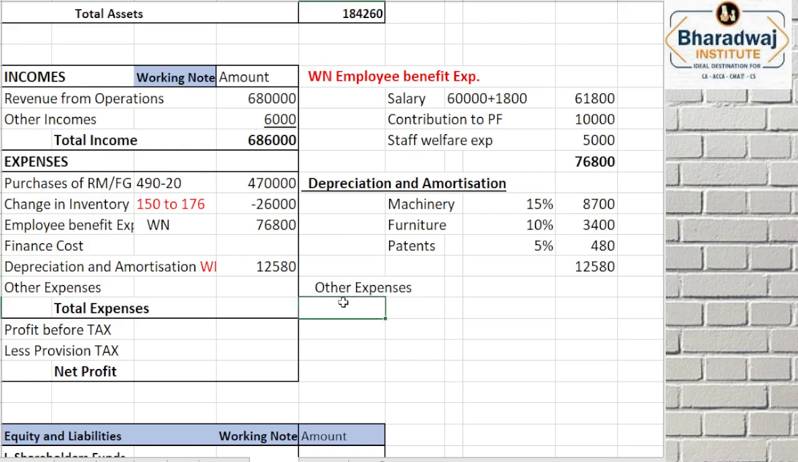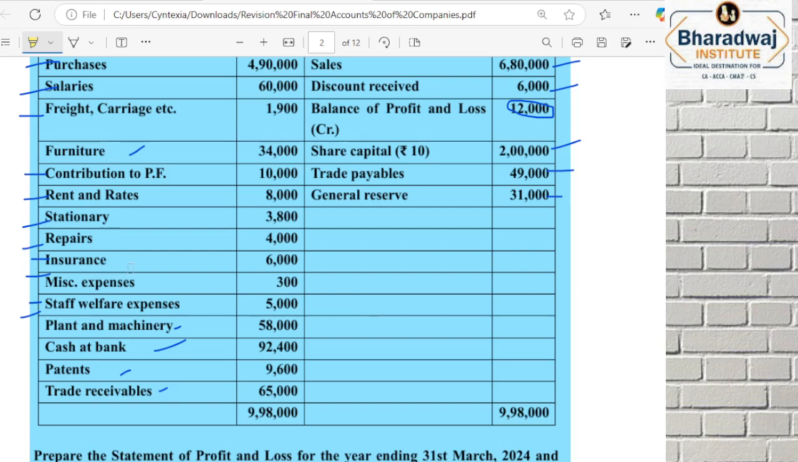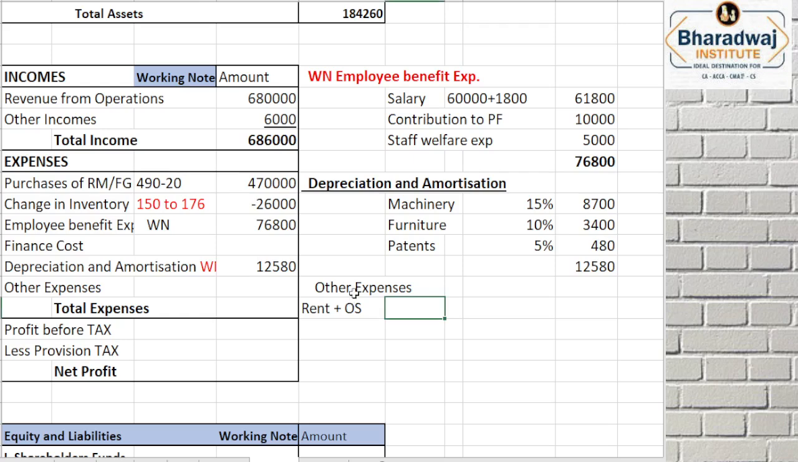Other expenses. Rent plus outstanding rent will come. How much rent? 8,000. 8,000 rent plus outstanding rent 1,600. 9,600 will come. Freight. Since it is not given as carriage in words, we take it as other expenses. If it is given as carriage in words, now we would have added it to purchases.